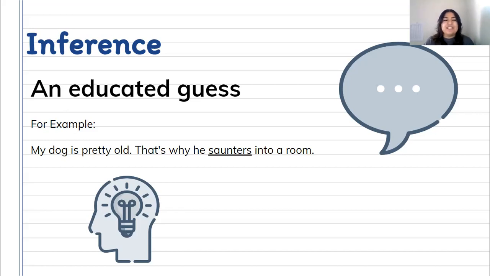So in this previous sentence, we see that it says, "My dog is pretty old." So if I were to make an educated guess, I would say that saunters might mean something like going slow or walking slowly or something having to do with him coming into a room the way an old dog would, right? So that's making an educated guess. We don't have a definition or something telling us what it means, but we do have that previous sentence there that helps us guess what it could mean. So that's one way to use context clues.